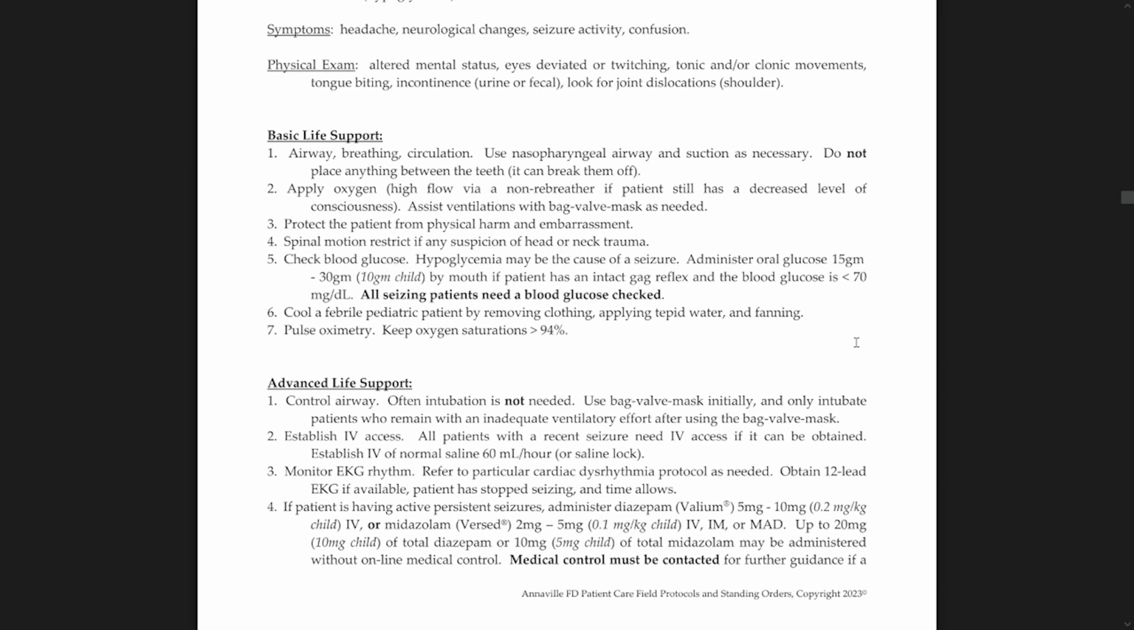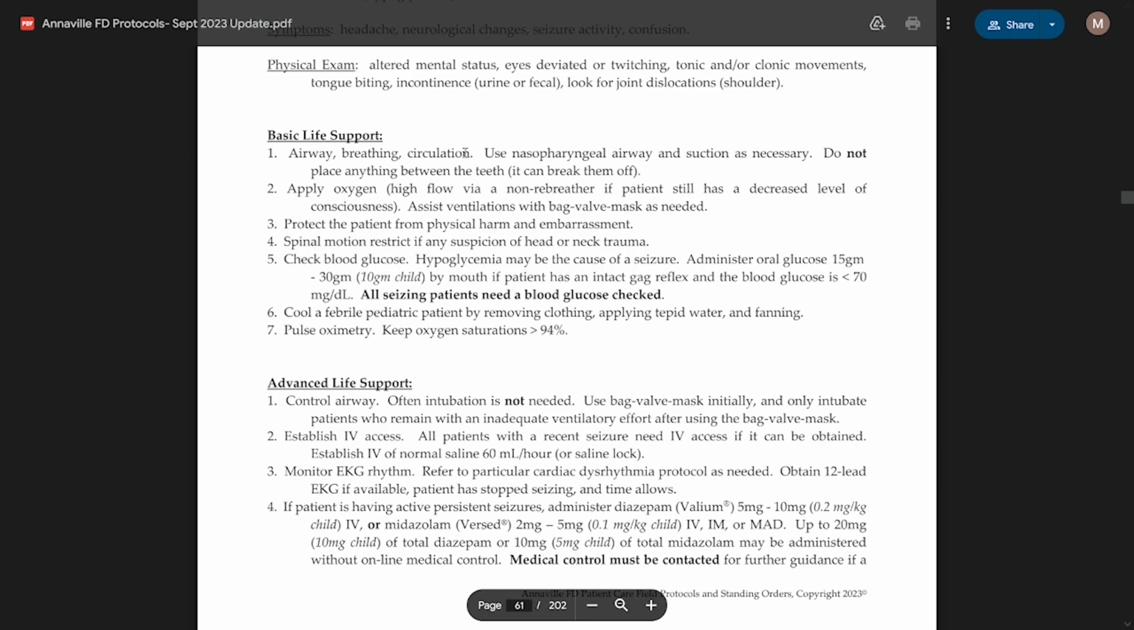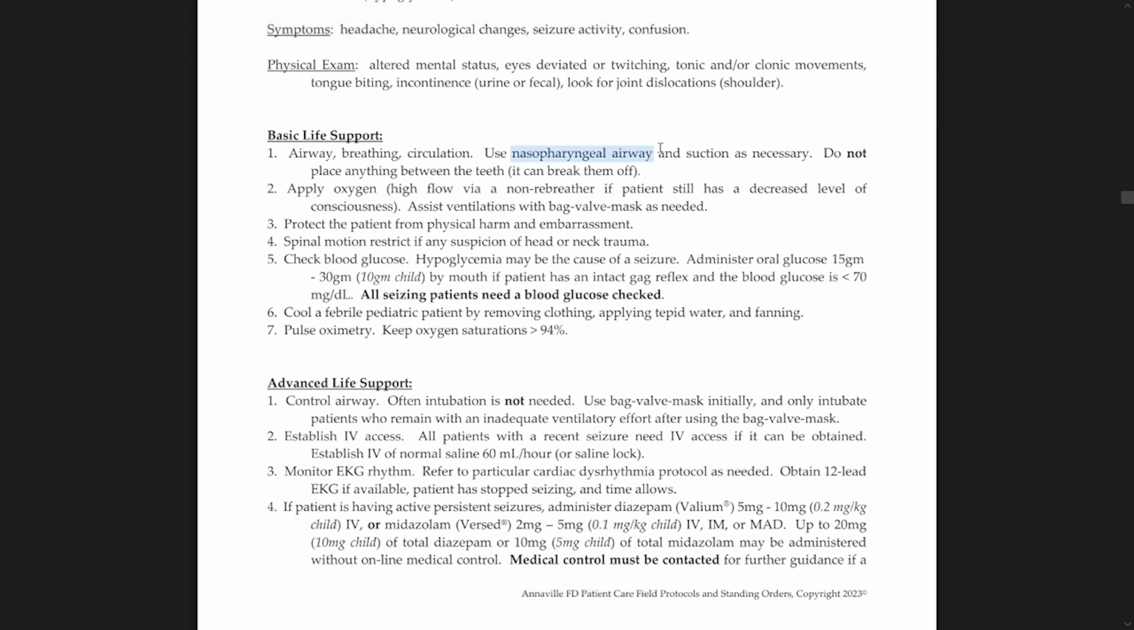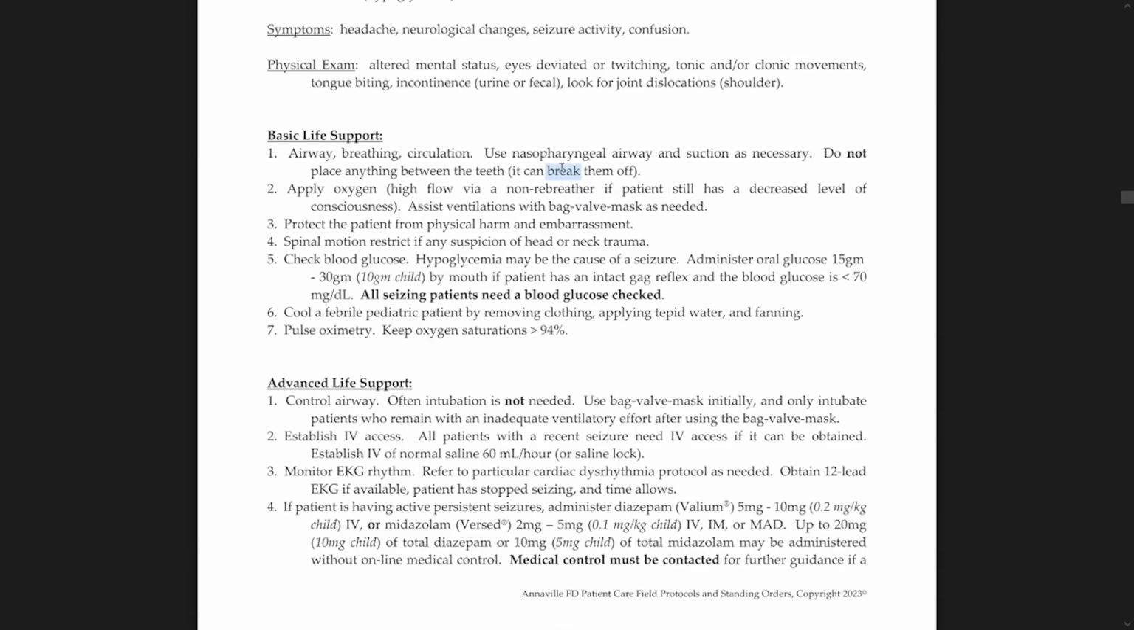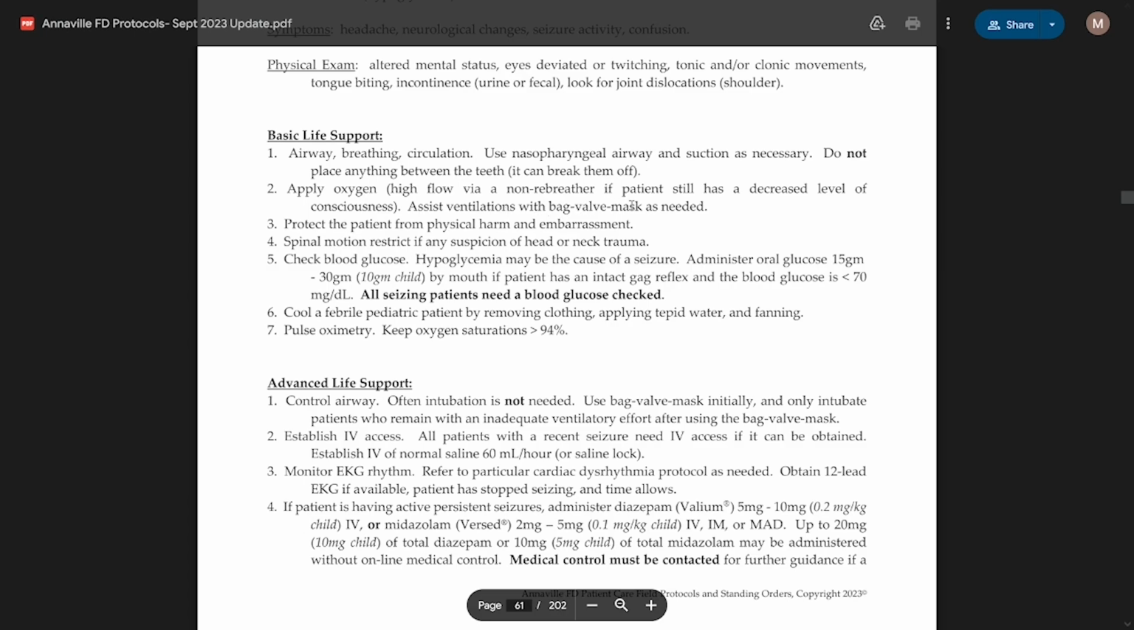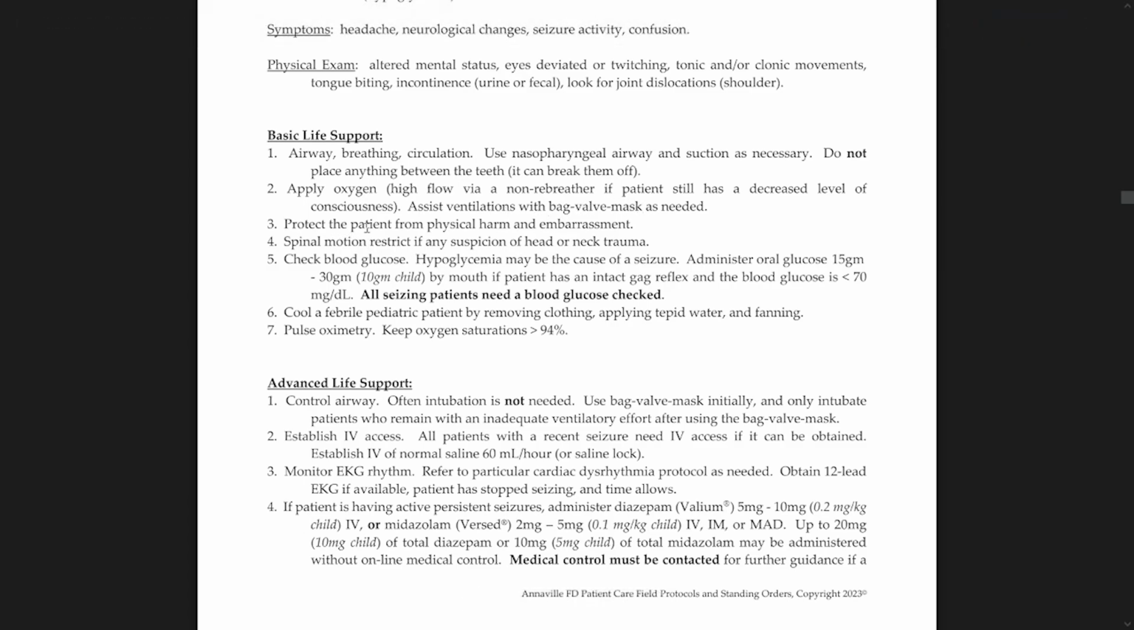For basic life support, you want to watch out for airway, breathing, and circulation. You can use an NPA and suction as necessary. However, do not place anything between the teeth. It can break off. So don't use an OPA in this scenario. You can apply oxygen via a non-rebreather if the patient has a decreased level of consciousness, and assist ventilations with the BVM as needed. Protect the patient from physical harm and embarrassment. Apply spinal motion restriction if there's any suspected head or neck trauma.